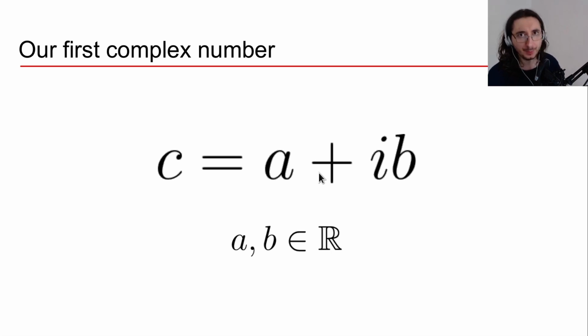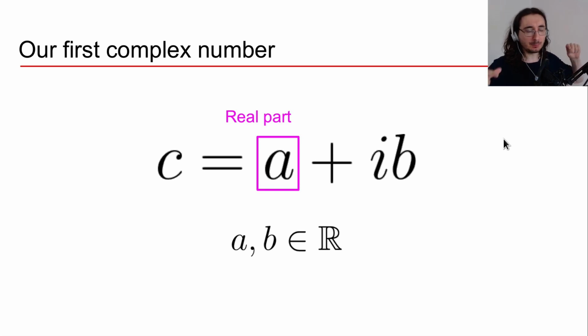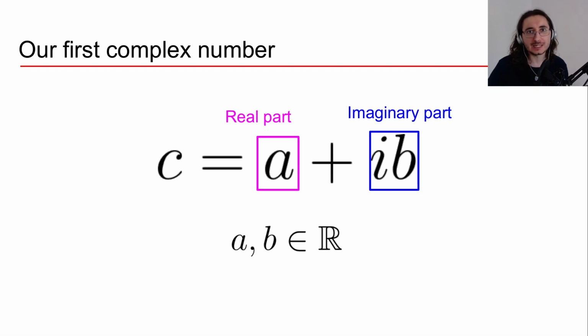Now, a and b are both real numbers, and this i is the imaginary unit, right? And so the cool thing about this is that this complex number can be divided into two parts: the real part that provides us information about the real domain of this complex number, and the so-called imaginary part that provides us information about the imaginary part.